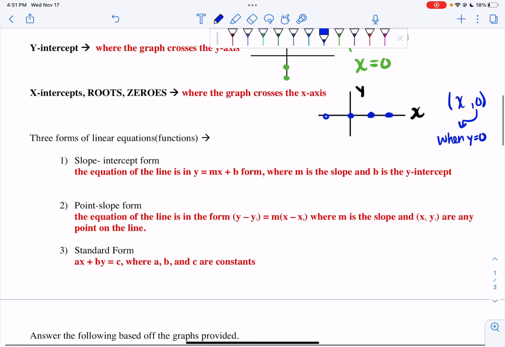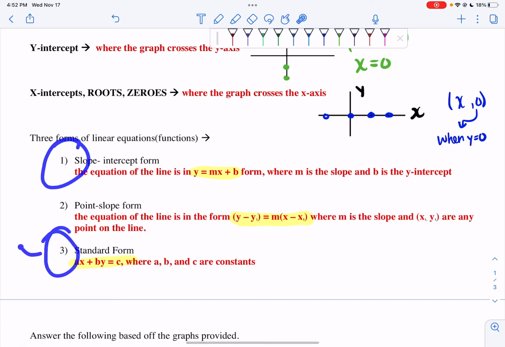Okay. There are three forms of a linear equation or function. It is slope-intercept form. That's when your equation is in y equals mx plus b form, where m is the slope and b is the y-intercept. Point-slope form, that's y minus y1 equals m times x minus x1, where m is the slope, and x1 and y1 are any points on the line. We're not really going to look at point-slope form. And then standard form, ax plus by equals c, where a, b, and c are constants. And they're also not fractions. We'll mainly be looking at 1 and 3 and figuring out how to go back and forth between them.